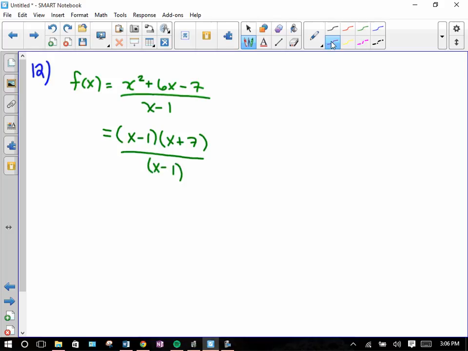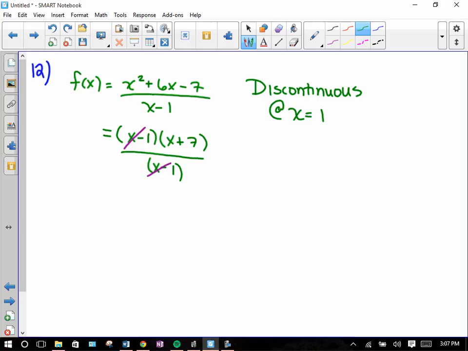So, x minus 1 cancels out. I'm left with x plus 7. Well, so first of all, what I know is that it says, where is it discontinuous? Well, it's discontinuous at x equals 1.